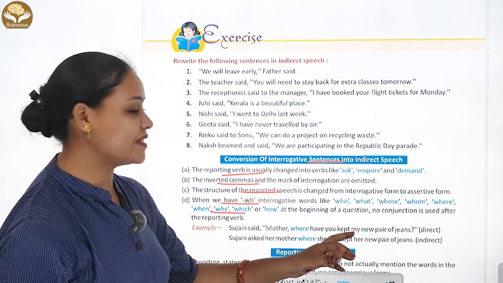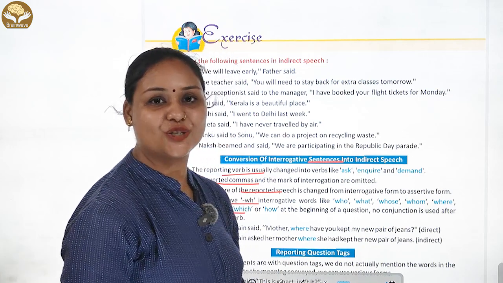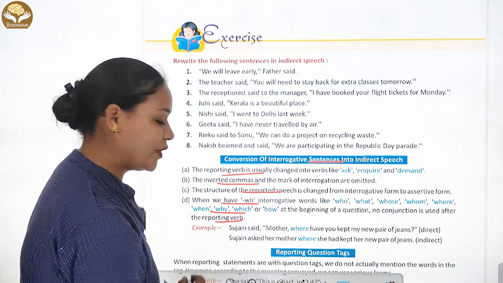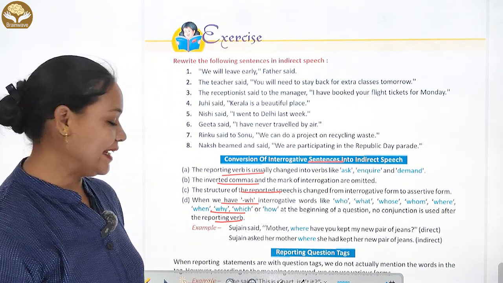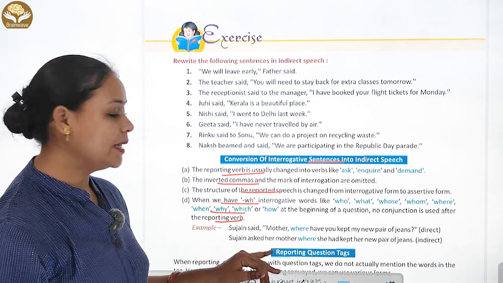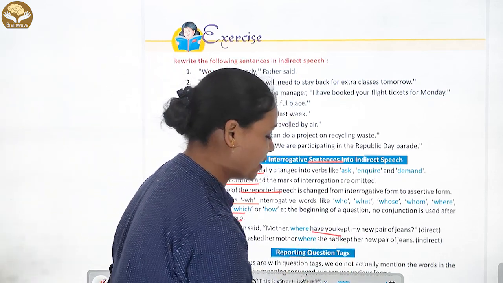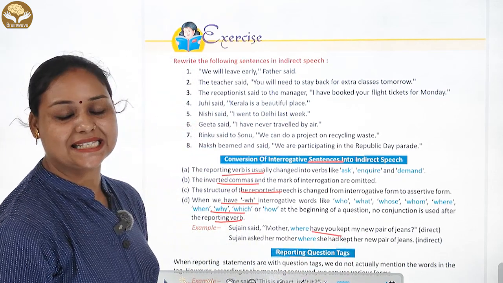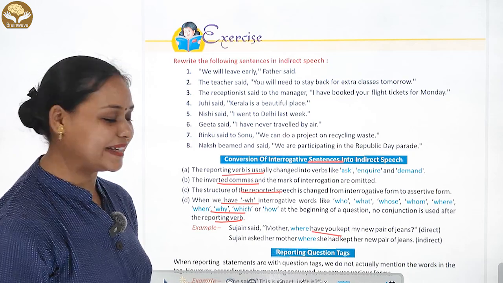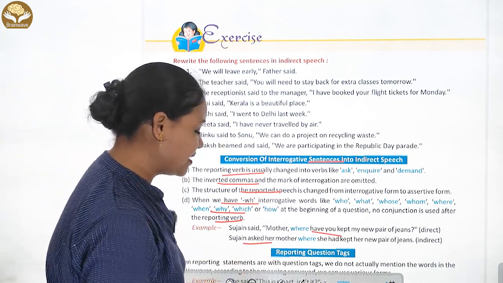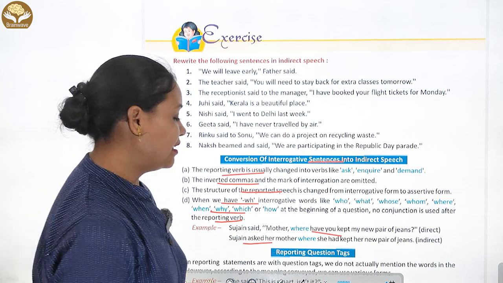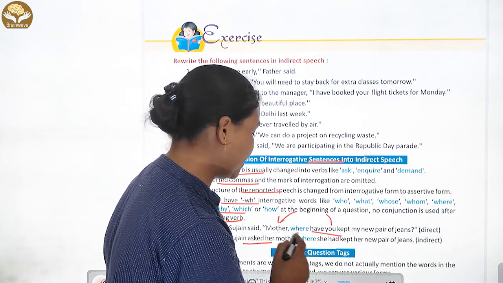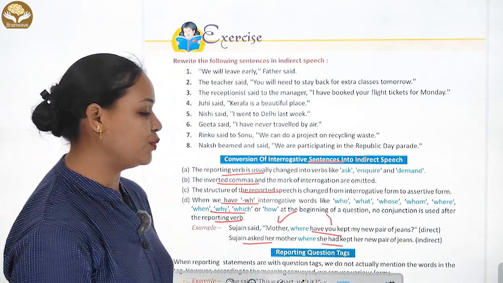at the beginning of a question, no conjunction is used after the reporting verb. Example है, Sujan said, Mother, where have you kept my new pair of jeans? ये हो गया direct speech. Indirect बनाते हैं. Sujan asked her mother where. You change होगा mother से, तो क्या बनेगा? She had kept her new pair of jeans.